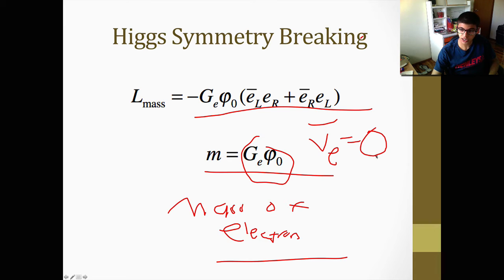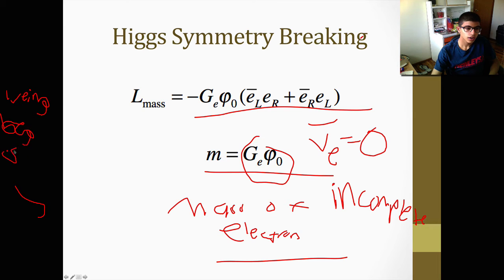The essential thing here is that this result, a massless neutrino and a massive electron, shows that the electroweak theory, or at least the Weinberg-Salam model, is incomplete.